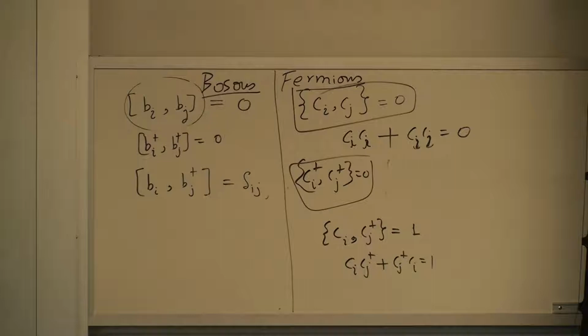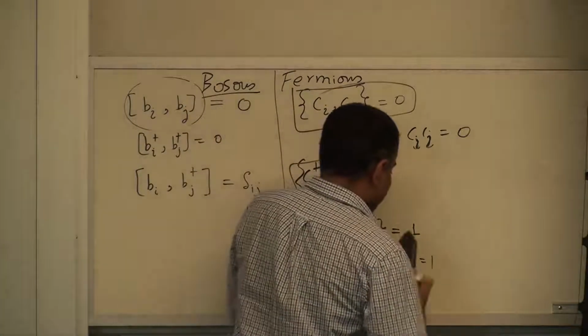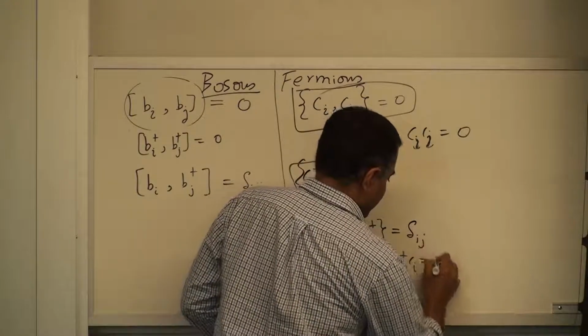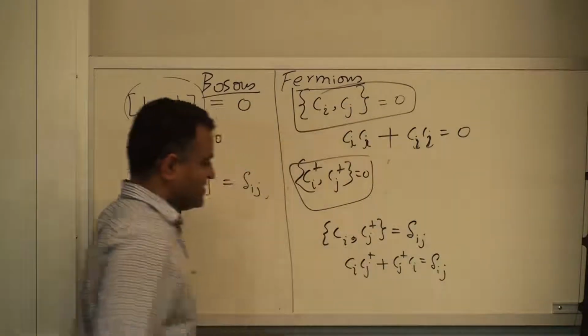Yeah, question. Is that also a Kronecker delta? Yeah, so it's a Kronecker delta, that's right, delta ij. Correct. Yeah, thank you. Sorry, I keep skipping this.